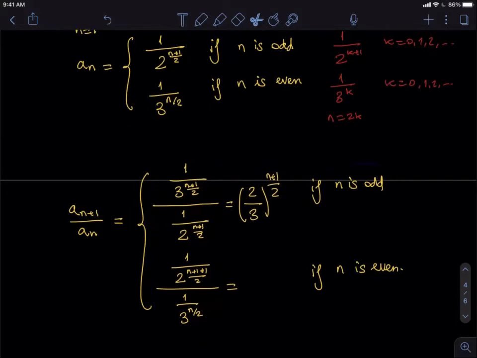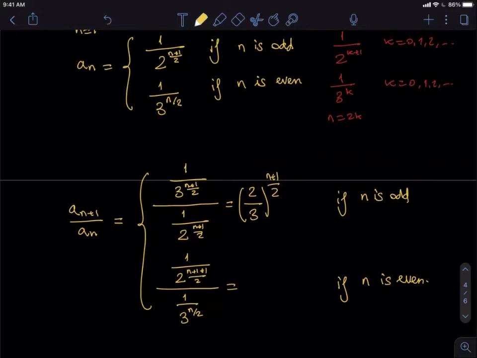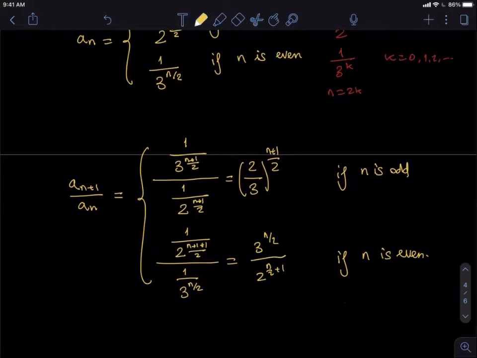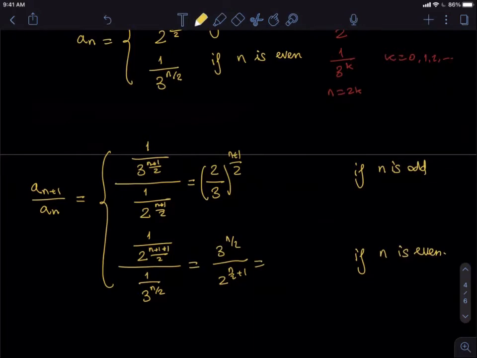There we go. And the second one is 3 to the n over 2 divided by 2 to the n over 2 plus 1. Okay, so we can, I knew I needed a space, but I didn't think I would need so much space. So we can write this as 1 over 2, 3/2 to the n over 2. And that's it.